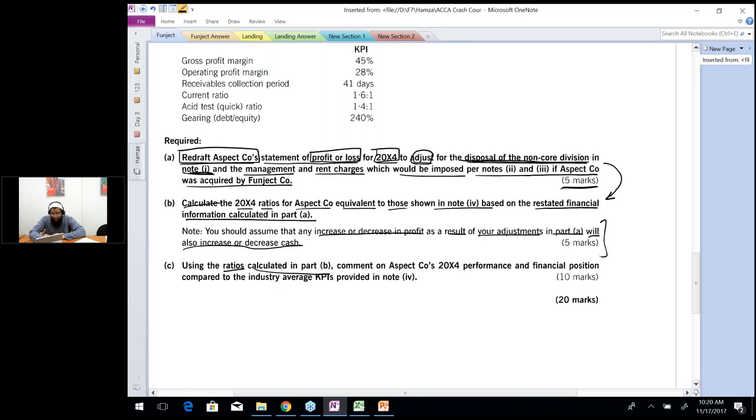Using the ratios calculated in part B, comment on Aspect company's 20X4 performance and financial position compared to the industry average KPIs provided in note number 4. So part A will be used in part B and part B will be used in part C. So we cannot change the sequence of the requirement. We have to solve part A first, then part B and then part C. We do not have an option to change the sequence. Rehan, the question will obviously mention that.